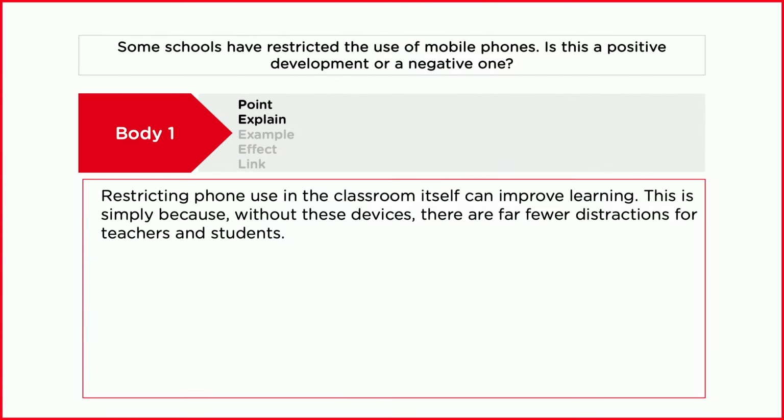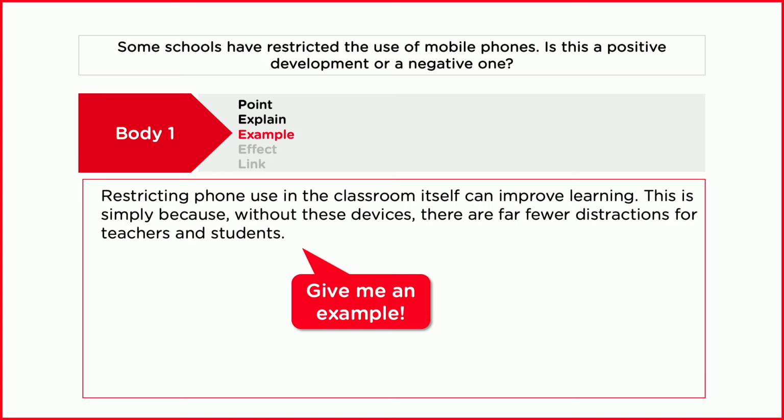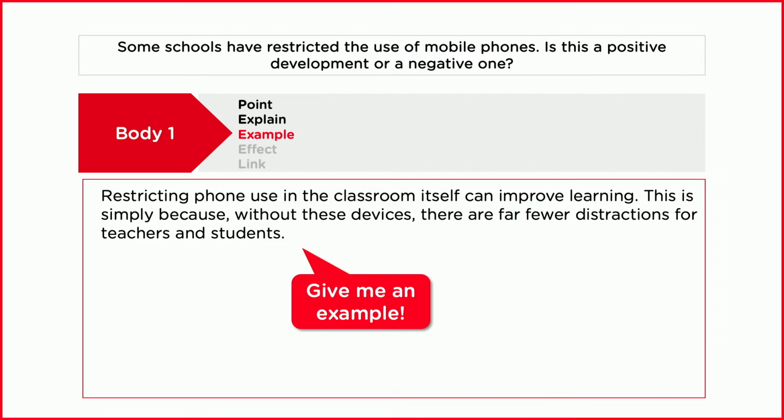Here's my answer to that question. So restricting phone use in the classroom itself can improve learning. This is simply because without these devices, there are far fewer distractions for teachers and students. So that's the reason, fewer distractions. Next question, give me an example. Okay, so I want you in the next sentence or two sentences to paint me a picture of a classroom. Show me what it's like in a classroom where students are distracted by their phones. Okay, so you have 90 seconds for this. Go.